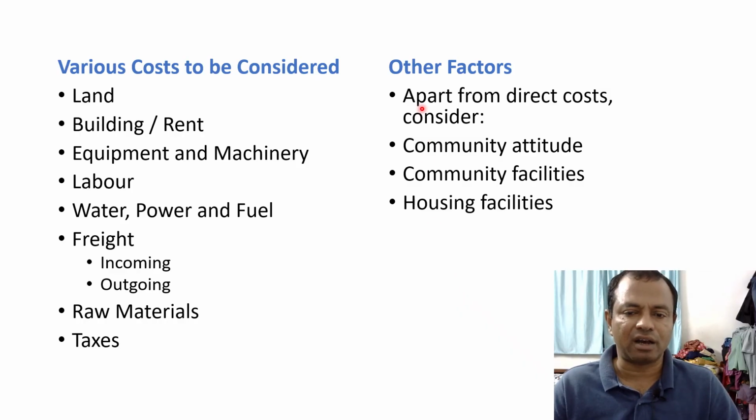Then other factors like indirect costs, which are community attitude, community facilities, housing facilities. These are also important because these are indirect costs for a plant.